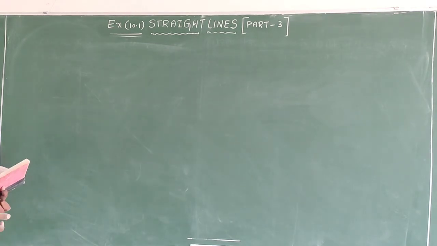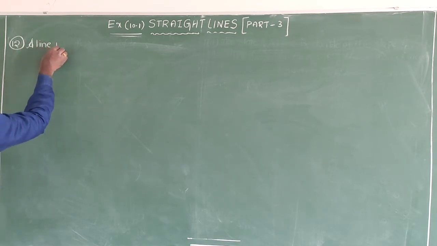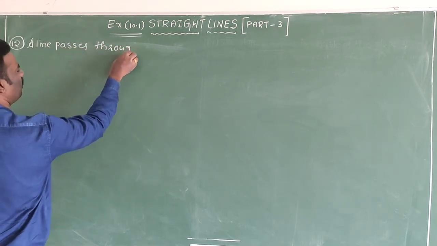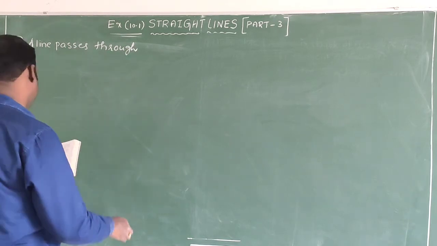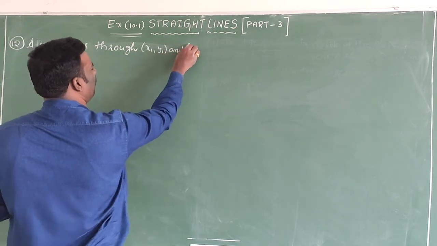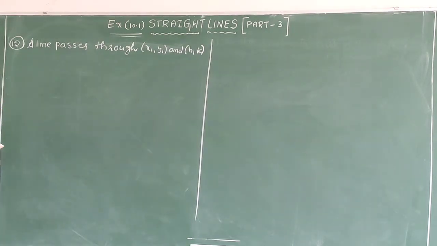Okay, next question number 12. 12th question. A line passes through x1 comma y1 and h comma k. A line passes through x1 comma y1 and h comma k.